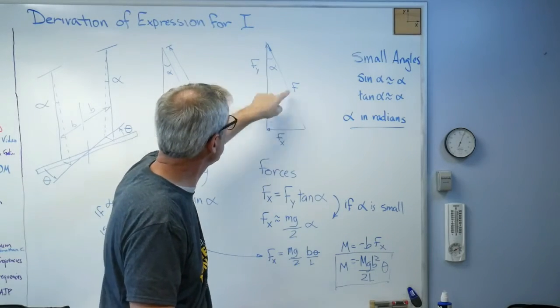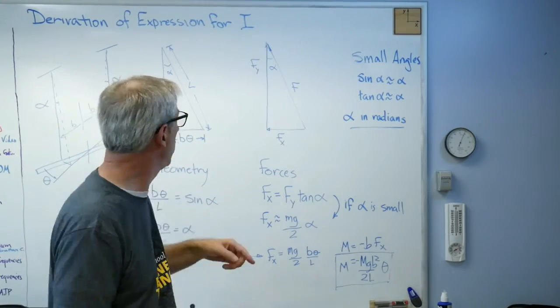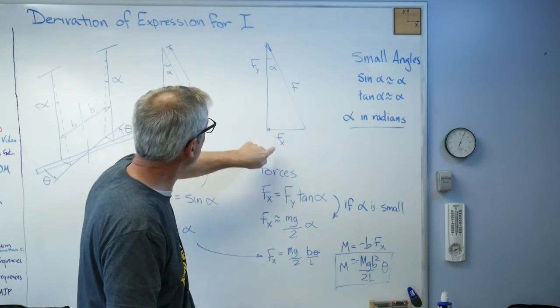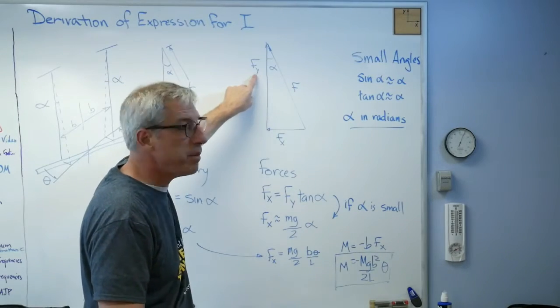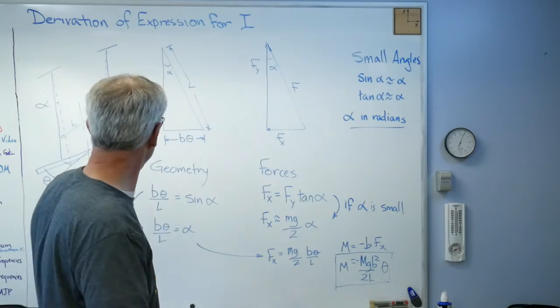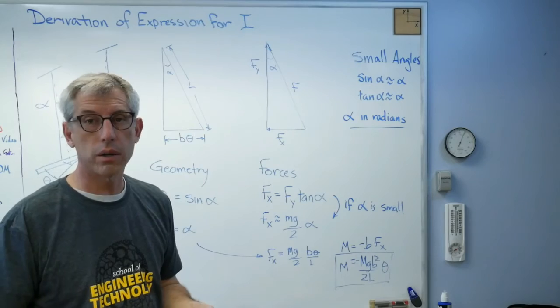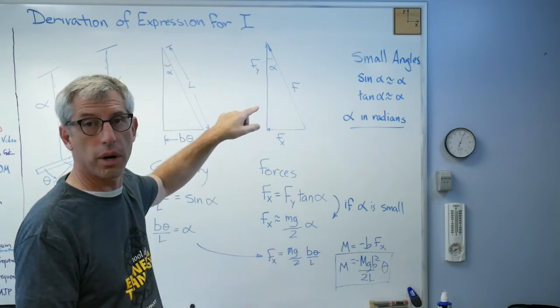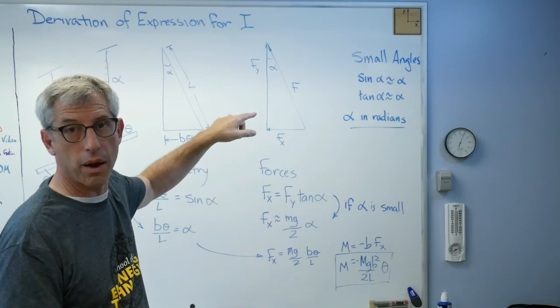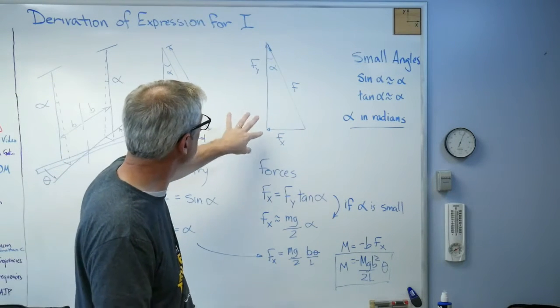If this is the force that's in the string, the tension in the string, well, the vertical component of it is Fy, and the horizontal component is Fx. I care about Fy because that's going to be, for each one of those, half the weight of the bar, because I've got two strings. So Fy on one bar is going to be half the weight of the bar, and Fy on the other bar is going to be half the weight of the bar.